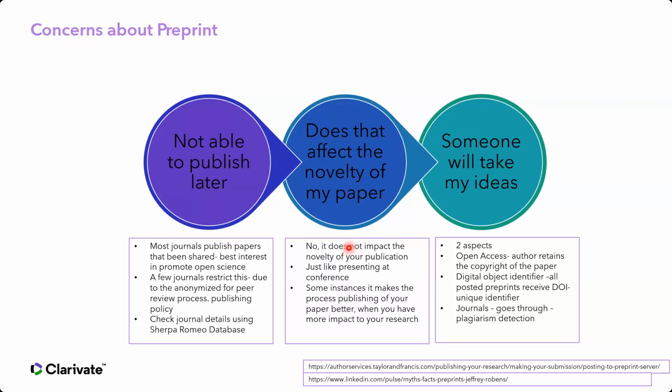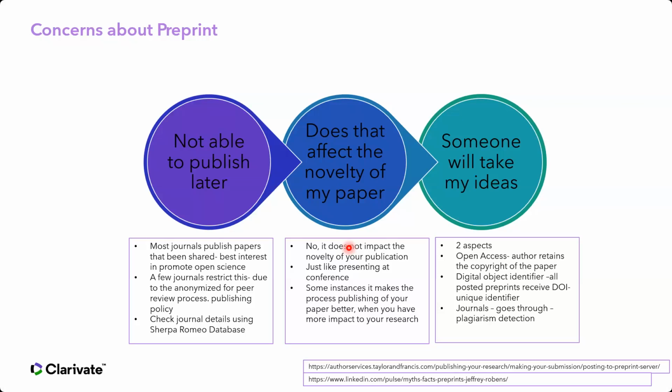Okay. Next: will someone take my ideas if I publish early in the preprint server? There are two aspects to it. Number one, it's open access, right? Authors, you still retain your copyright of your paper, even though you published openly in preprints. You still retain the copyright of your own research paper. Number two is the digital object identifier.